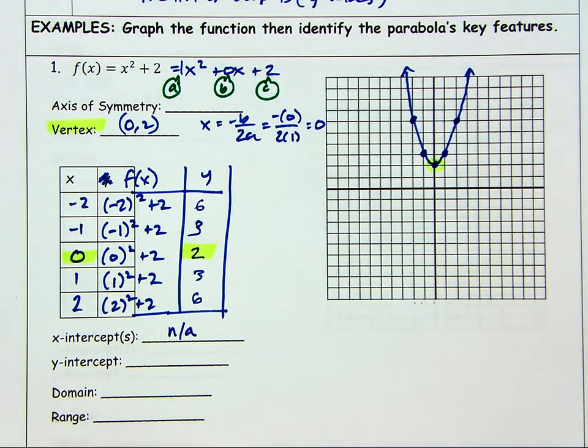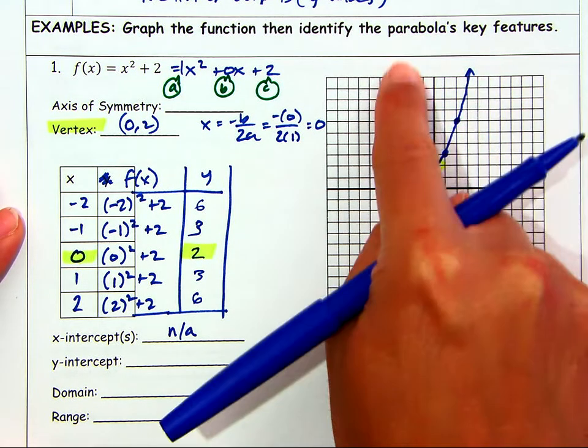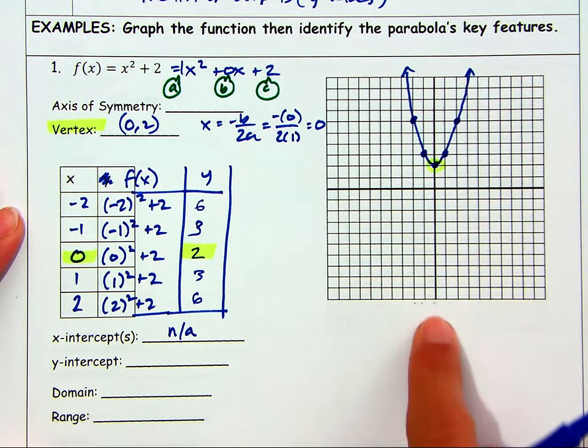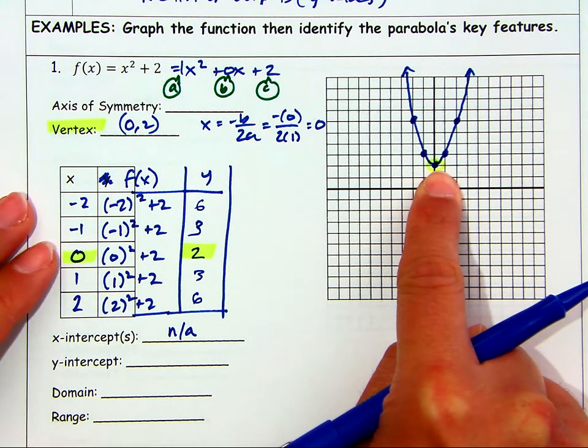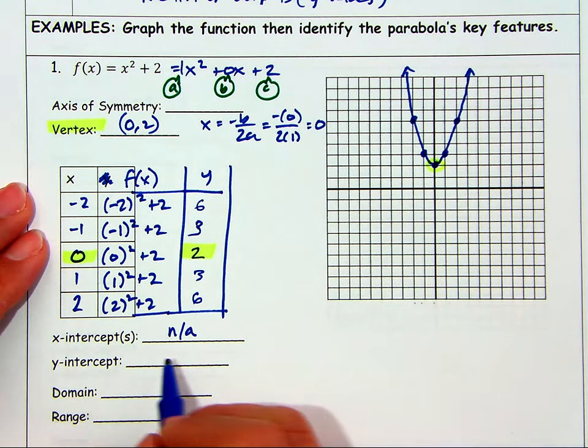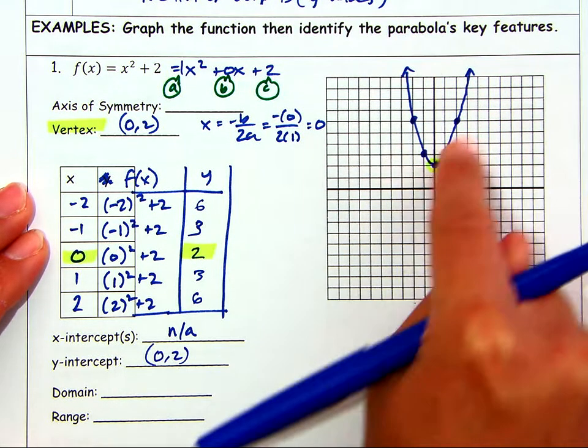Okay. The y-intercept is going to be where our curve, our parabola, crosses the y-axis, right? And it happens to be the point that I've highlighted here, right? So that's at 0, 2, right? So we're going to write it as an ordered pair, okay? At the point 0, 2 is where our parabola, our curve, crosses the y-axis.